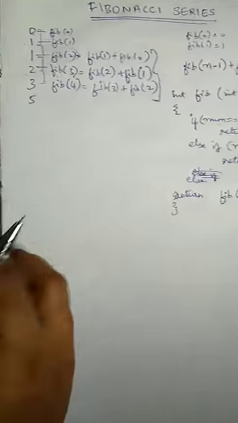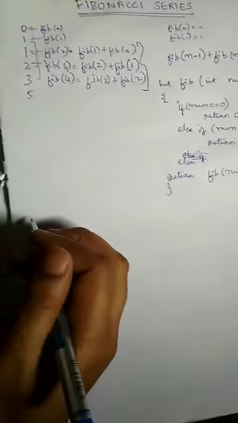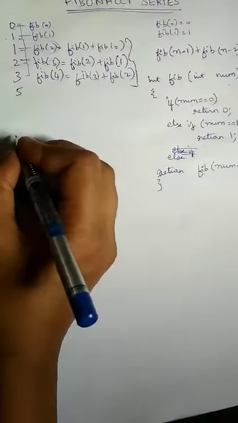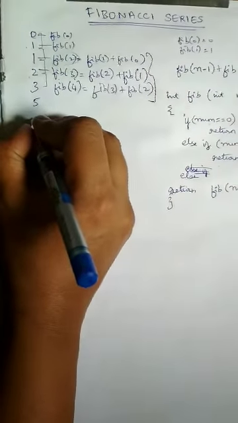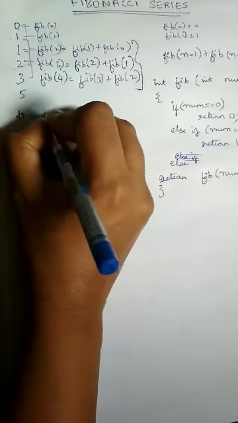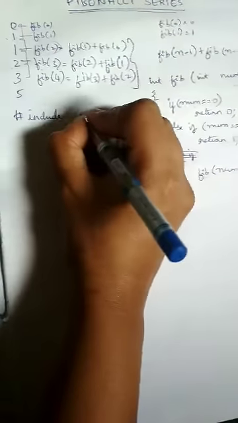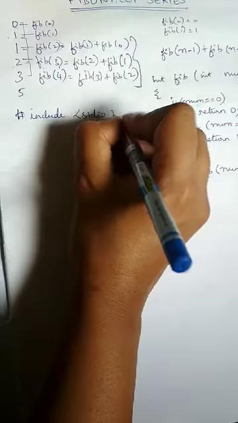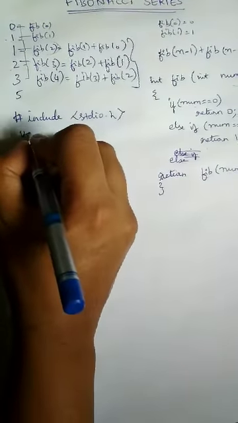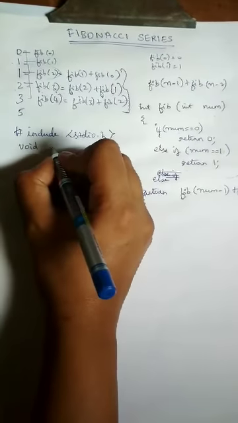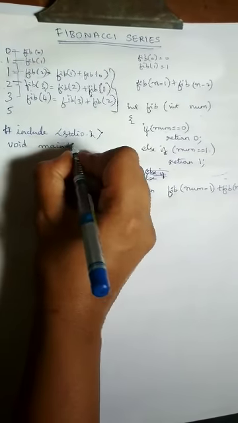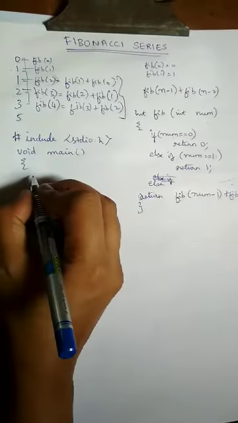Now how to write it in the program? I can just write hash include stdio.h, void main function.